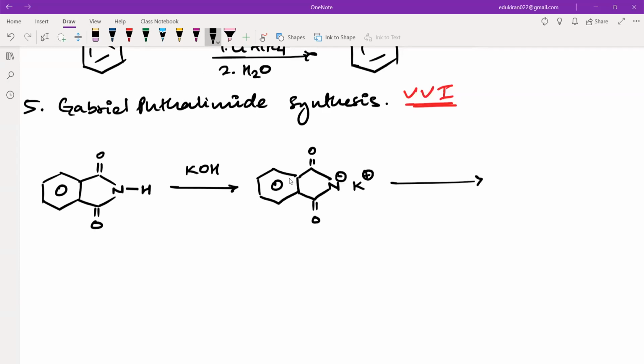We react this with alkyl halide, that is RX. Now, obviously, this R is delta positive, and this X is delta negative. So N negative, what will happen? It will attack on this R. And what are you going to prepare? Now, this R will be here, and this bond will be broken. And this X negative will abstract this K plus, and it will make KX.